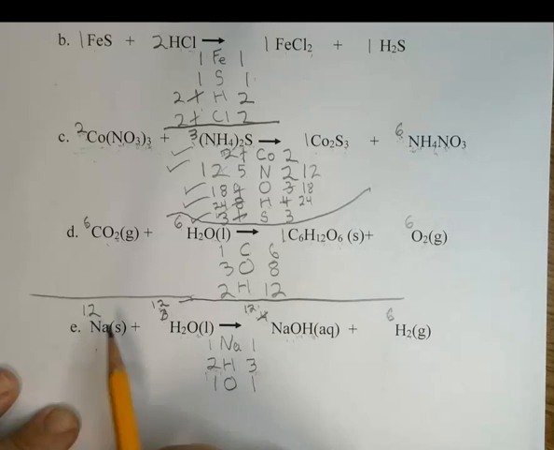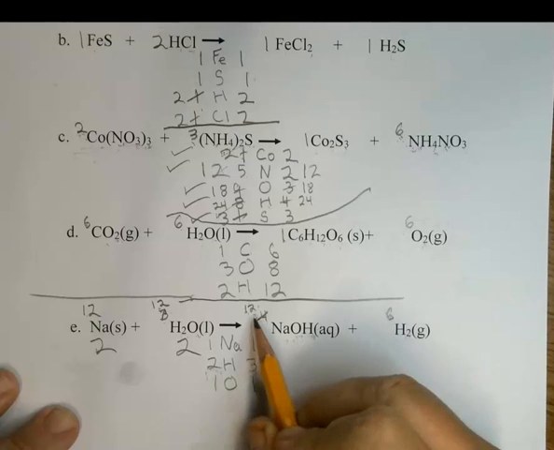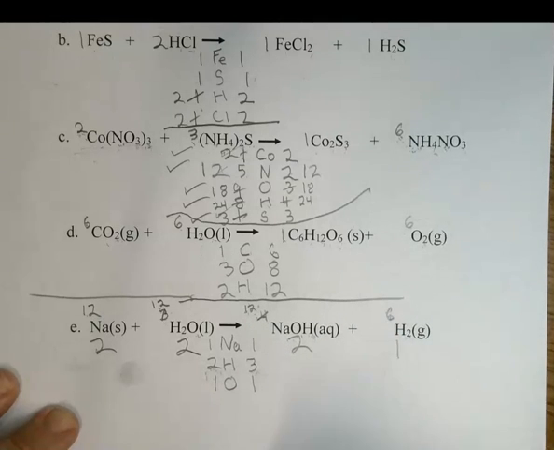So what I have is 12, 12, 12, 6, but you reduce that down just like a fraction as far as you can. So this one's going to be 12 divided by 6 is 2, 12 divided by 6 is 2, 12 divided by 6 is 2, and 6 divided by 6 is 1. So it's going to be 2, 2, 2, 1. And so that takes care of the balancing.